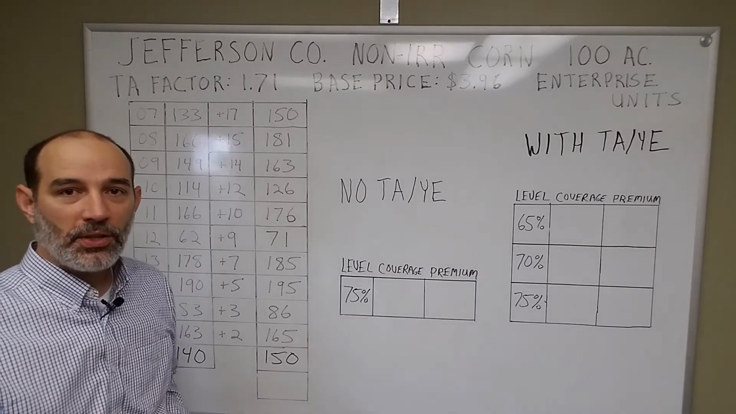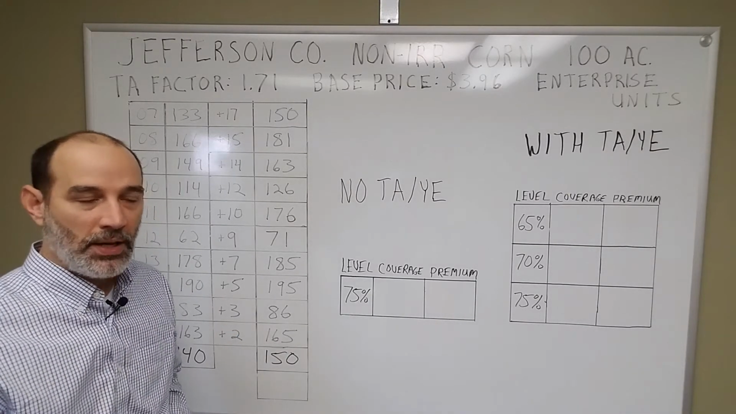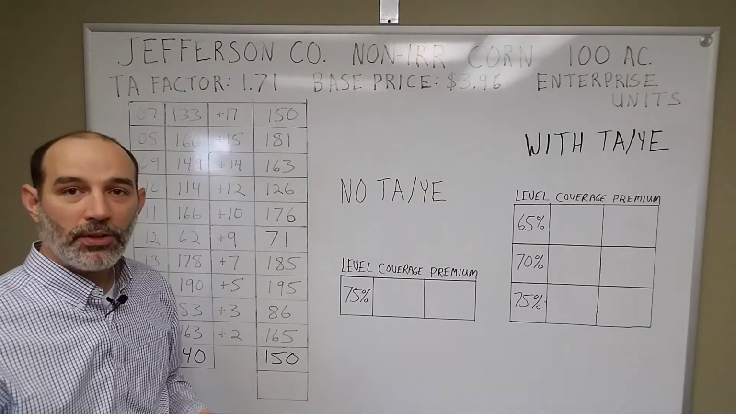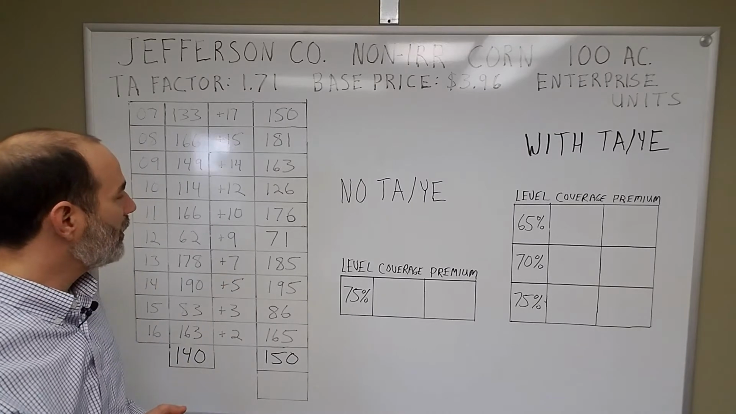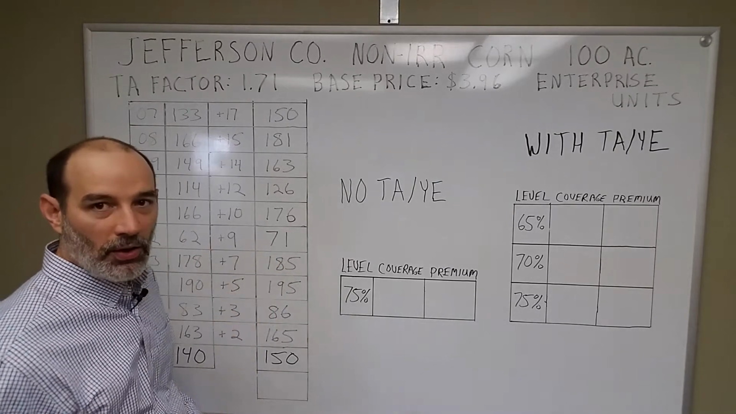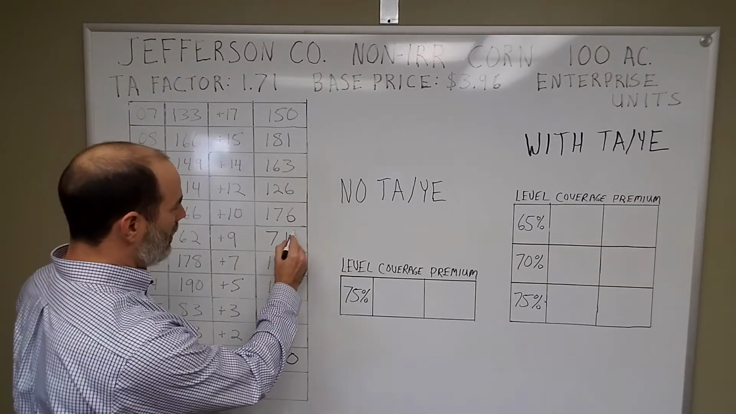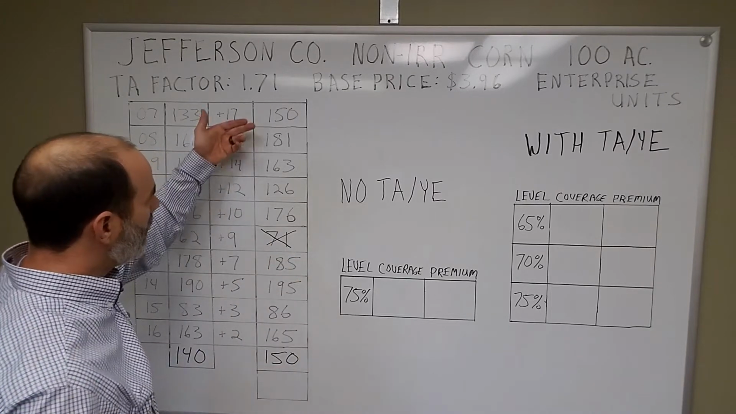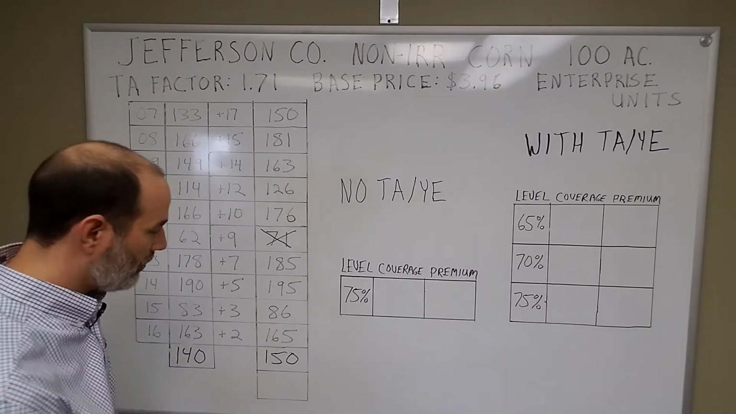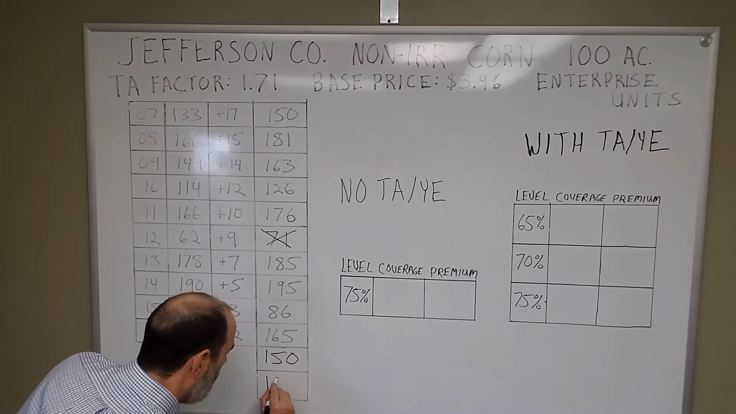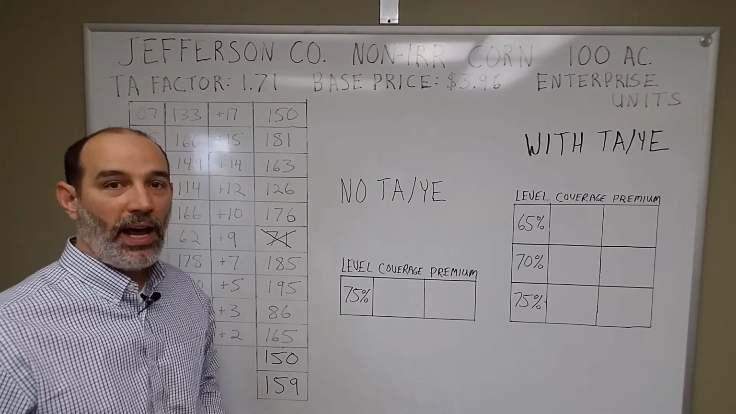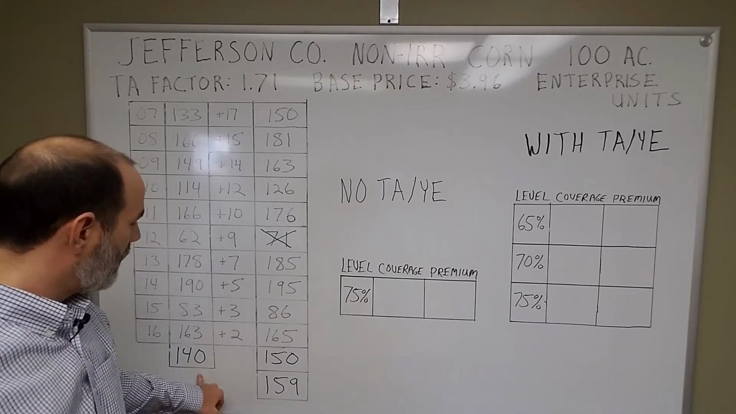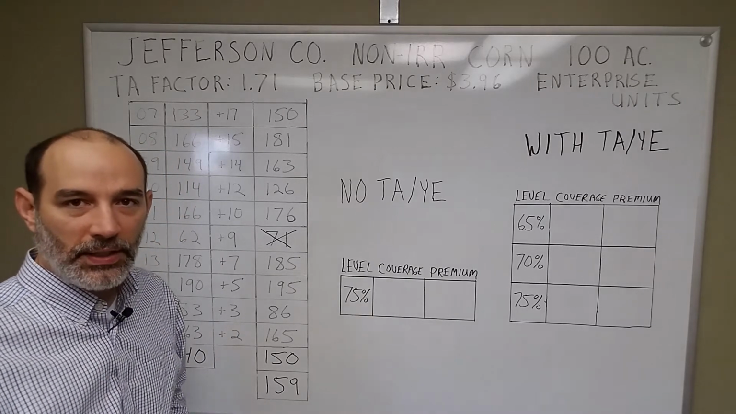So the second option I'll talk about is yield exclusion. For each county and crop, there are certain crop years that are eligible to be excluded. For Jefferson County non-irrigated corn, the 2012 crop year can be excluded. So if we get rid of that and we average the remaining 9 yields, we then would get an approved yield of 159 bushels per acre after adding both of those options. So we've gone from 140 to 159.